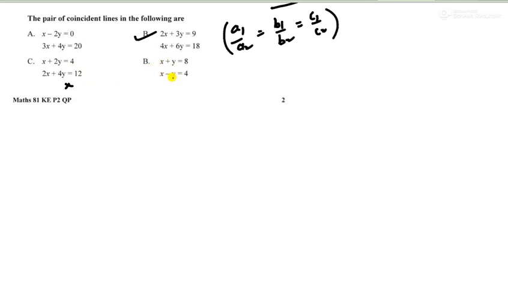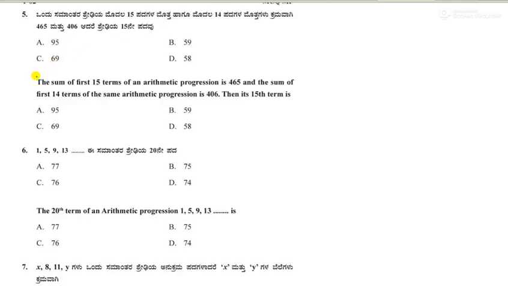1 by 1, 1 by minus 1, here 2 by 1. So even this can't be. So the required option is option number B. Understood? So they are very easy. You can easily solve them. Now moving to the next page. This is our question number 5. So 4 questions were from linear equations. Now this is the 5th one, and it is from AP, correct?